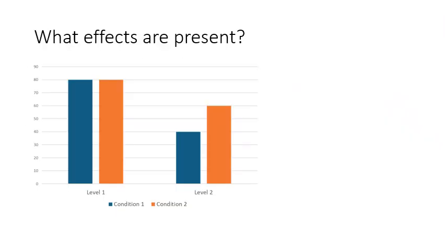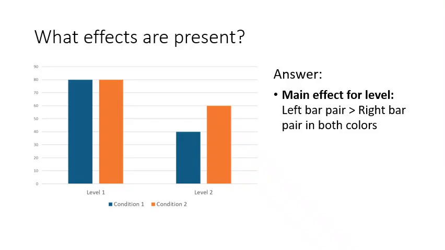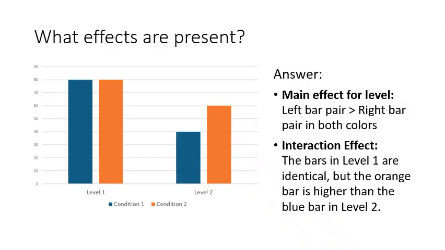So what effects are present in this example? See if you can figure it out before continuing in the slideshow. But the answers are here. So we have this main effect for level that we already looked at in the last lecture. The left bar pair is higher than the right bar pair. But we also have an interaction effect.